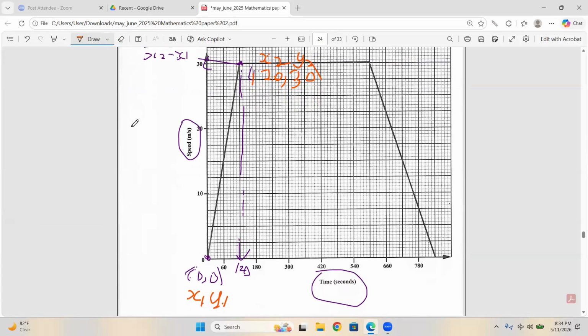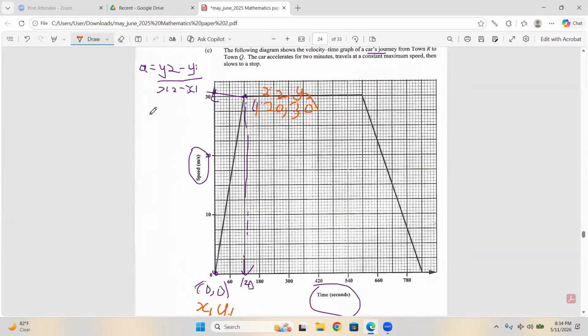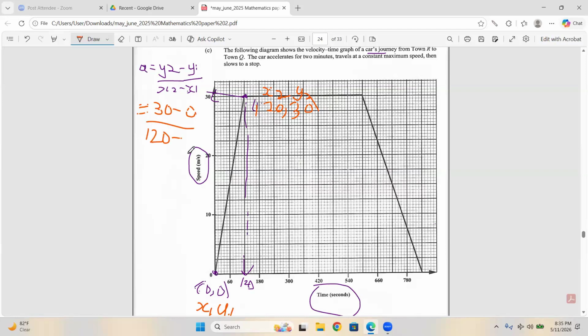Okay, so we are going to replace. Now if you're wondering why, remember the y-axis represents speed, right? So these y values are given as speed. Y2 is 30, take away 0 for y1. And x2 is 120, and the x's represent time. Take away x1 which is 0. When we take away these, that will leave us with 30 over 120.